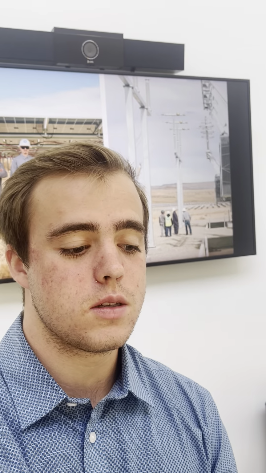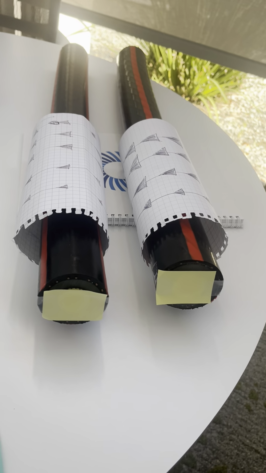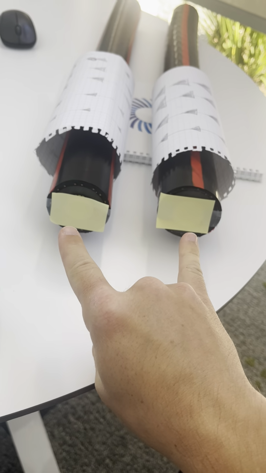Hello there. This is some of the physics for the proximity effect. Here is our proximity effect example. Notice we have two cables in close proximity to each other.